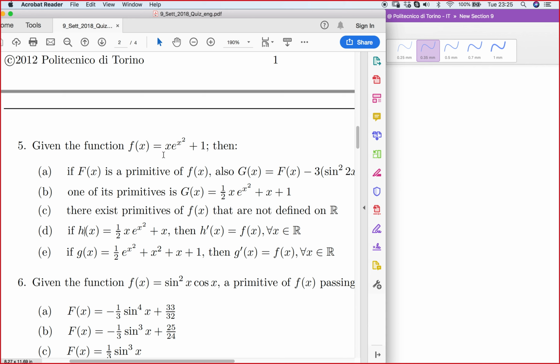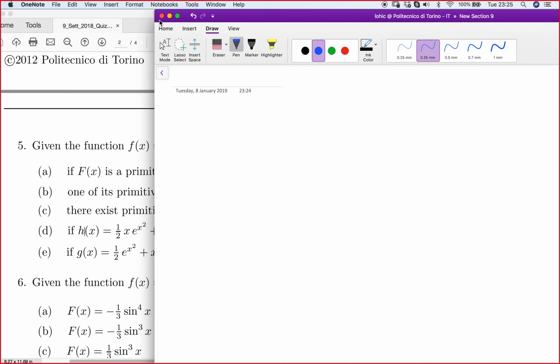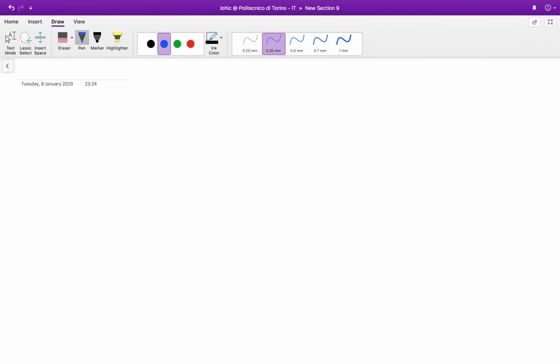Now, given the function f of x equal to x multiplied by exponential of x squared plus 1, we have some possibilities. Before solving such an MCQ, I would like to highlight some properties about the derivatives and the primitives. So suppose you have a function.